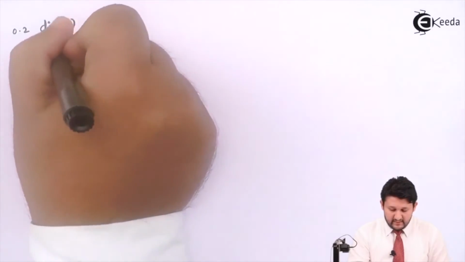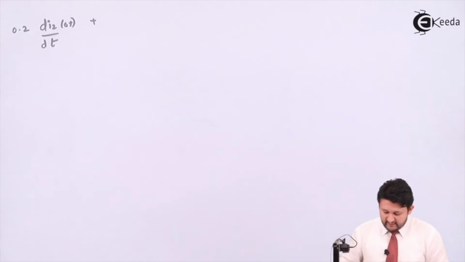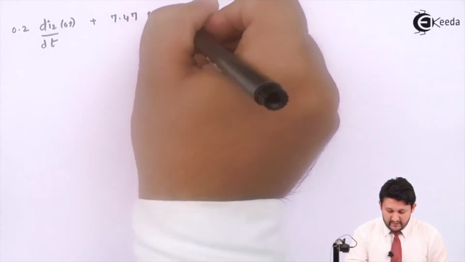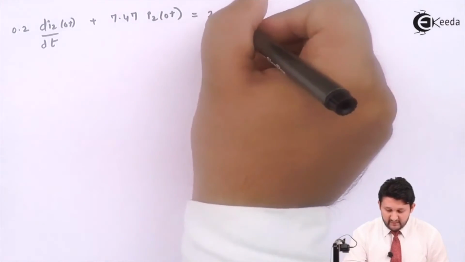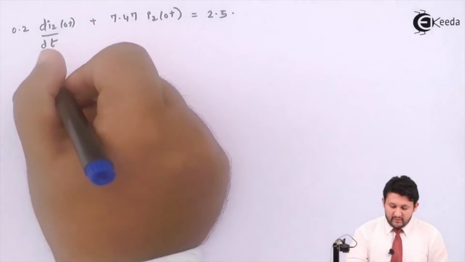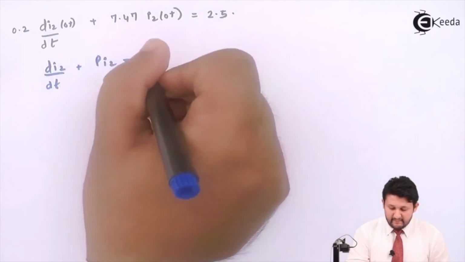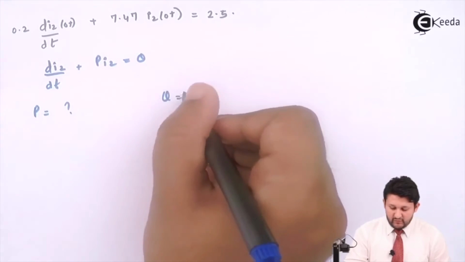So the equation which you get is 0.2 di2 upon dt plus, simplify the term, it will be minus 22.5 plus 30, the value which you get is 7.47 I2(0+) equal to 10 minus 7.5, the value which you get is 2.5. Compare the above equation with di2 upon dt plus p i2 equal to q. The value of p and q we need to find.